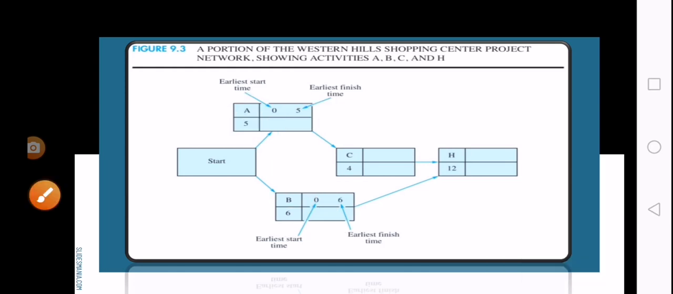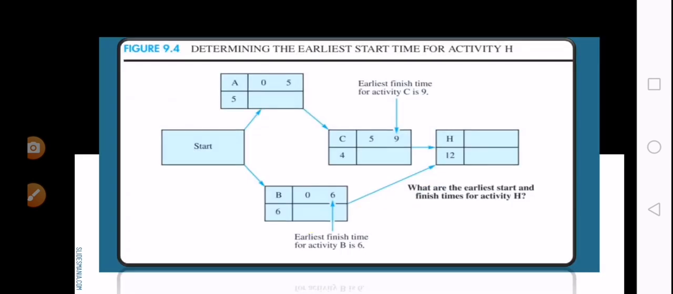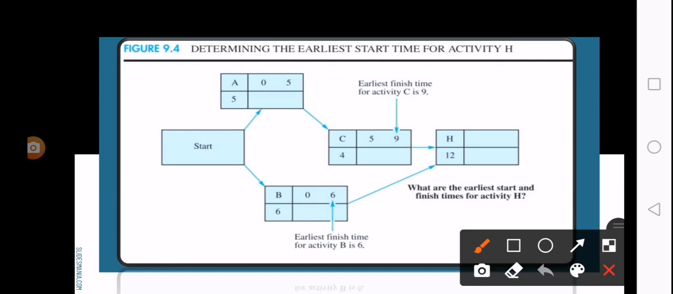So that is how to get the earliest start time and the earliest finish time. Next, the earliest start time for an activity is equal to the largest of the earliest finish times for all its immediate predecessors. We already know that the earliest finish time of A is 5 weeks and of B is 6 weeks. The next activity after A is C. So if activity A is finished, its earliest finish time is 5 weeks.